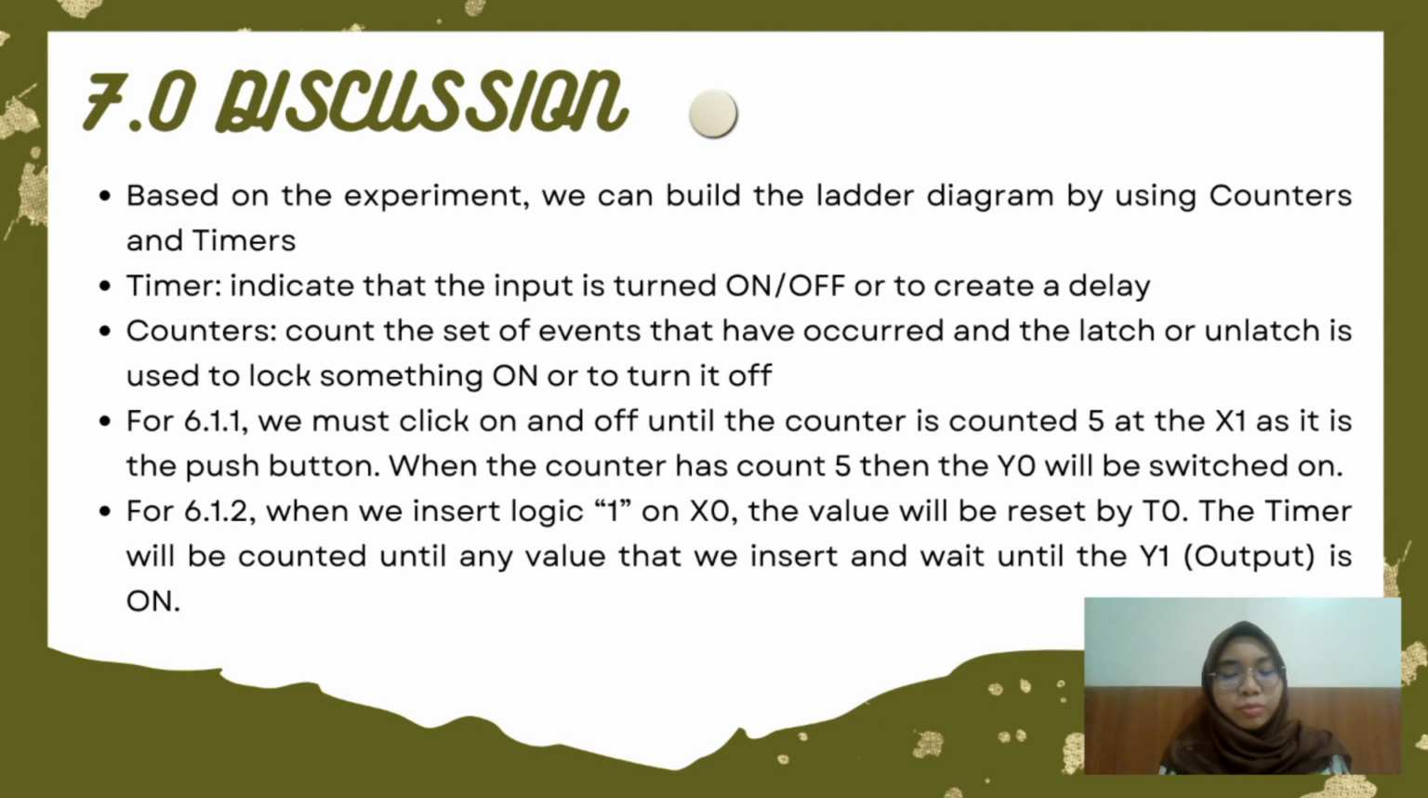Both the timer and counter function as output instructions in a PLC program. For 6.1.1, we must click on and off until the counter counts 5 at X1, as it is the push button. When the counter has counted 5, Y0 will be switched on. For 6.1.2, when we insert logic 1 on X0, the value will be reset by T0, and the timer will count until the value that we insert, and we wait until Y1, which is the output, is on.